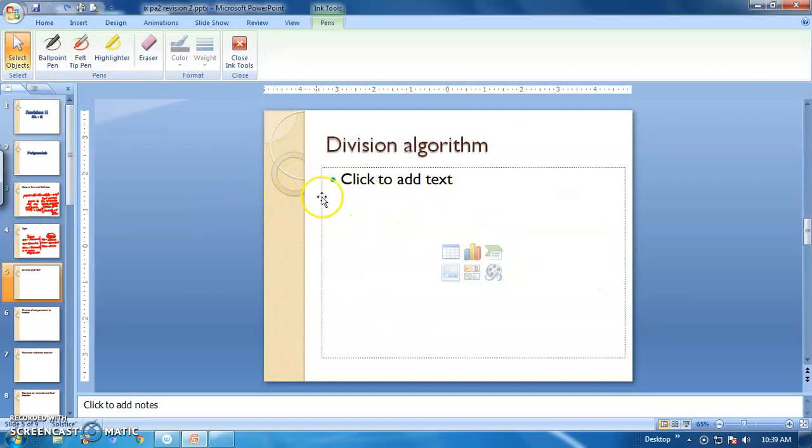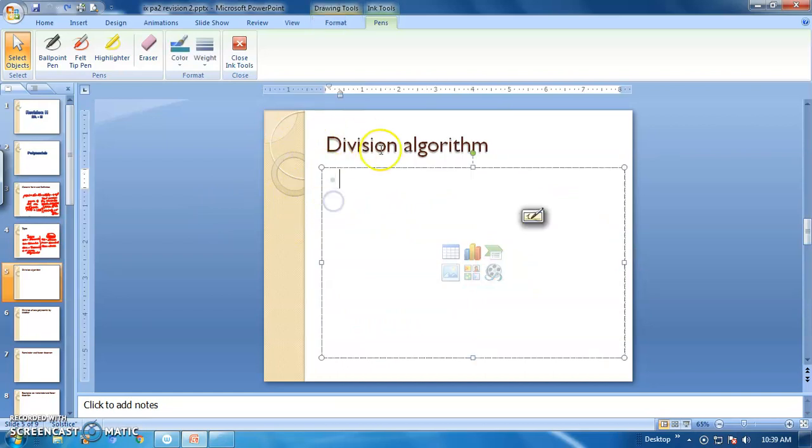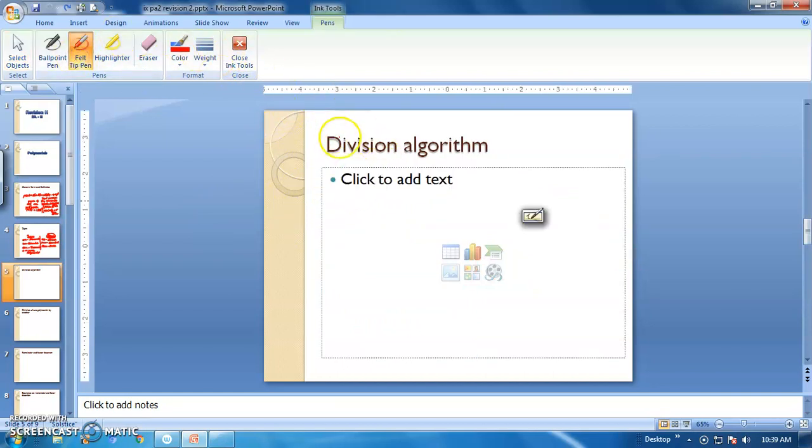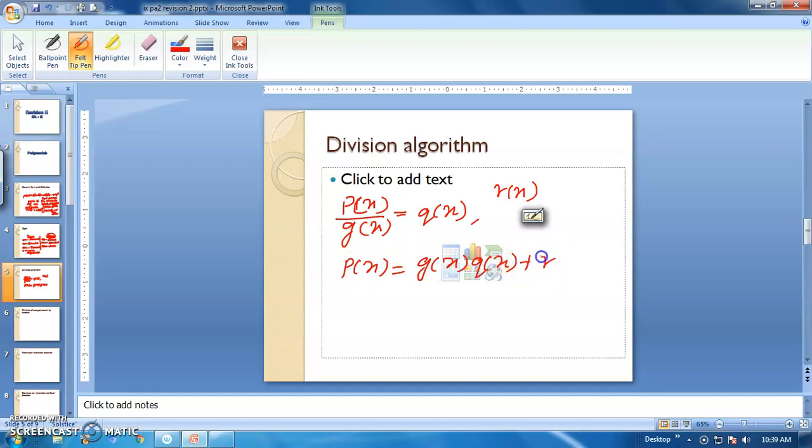Okay, so let P of x be any polynomial. If you divide P of x by any other polynomial G of x, and Q of x is the quotient and R of x is the remainder, then we can write P of x equal to G of x into Q of x plus R of x, and the remainder is always equal to 0 or greater than 0, but should be less than the divisor. Okay, should be less than the divisor.